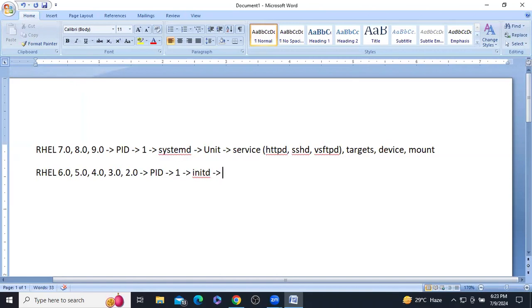Right, guys? So same initd, it is going to manage mobile network connection. Mobile... is it coming? It's coming now. Okay.